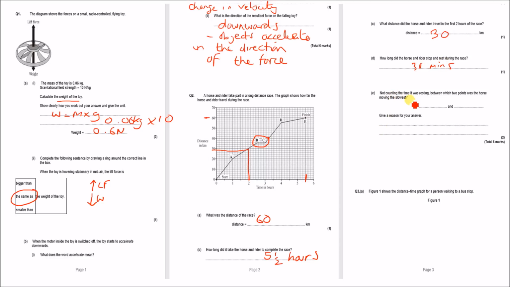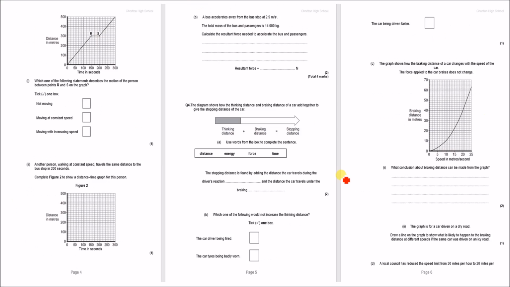Okay, the next question, not counting the time it was rested, which we just discussed, between which 2 points was the horse moving the slowest? So we're looking for the gradient. It's the shallowest gradient, the least steep. And clearly this area here is the least steep part of the graph, so that's between D and E. So give a reason, as we just said, gradient is least steep. And remember, the gradient is just this line on the graph, so the gradient there is the least steep. Okay, moving on to the next question.